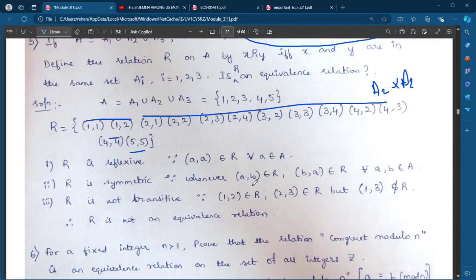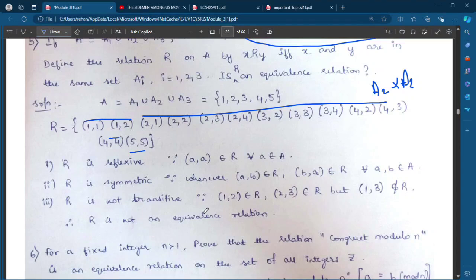So second thing, is it symmetric? I have to find whenever a comma b belongs to R and b comma a belongs to R, for all a comma b belongs to A, that is symmetric. Let us see. 1 comma 1 is here. 1 comma 2, 2 comma 1 is here. 2 comma 2 is self symmetric. 2 comma 3 is there, I have to check whether 3 comma 2 is there. Yes, it is there. 2 comma 4 is there, I have to check whether 4 comma 2 is there. Yes, it is there. Then 3 comma 2, 2 comma 3, done. Then 3 comma 4, 4 comma 3, it is there. 4 comma 2, 2 comma 4, it is there. Yes, it is symmetric: for all a comma b, b comma a is also belonging to R.